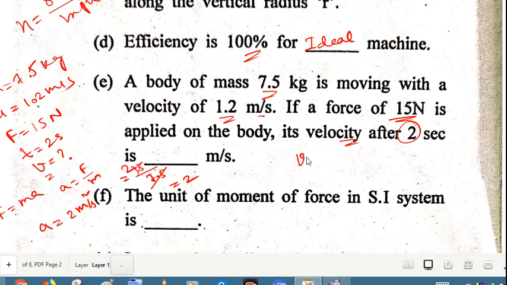Now you know that v equals u plus at. Using this formula, the initial velocity given is 1.2 meter per second, plus acceleration 2 into time 2 seconds. So it will be 1.2 plus 4, that will be 5.2 meter per second, because the velocity unit should be meter per second. So the final velocity is 5.2 meter per second, and we fill the blank with 5.2.